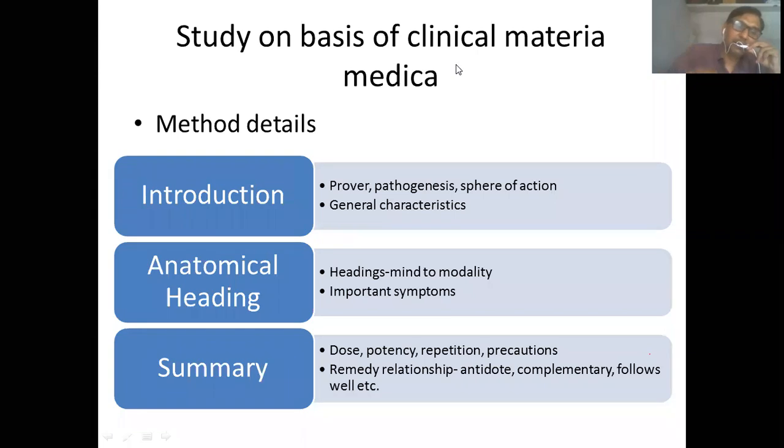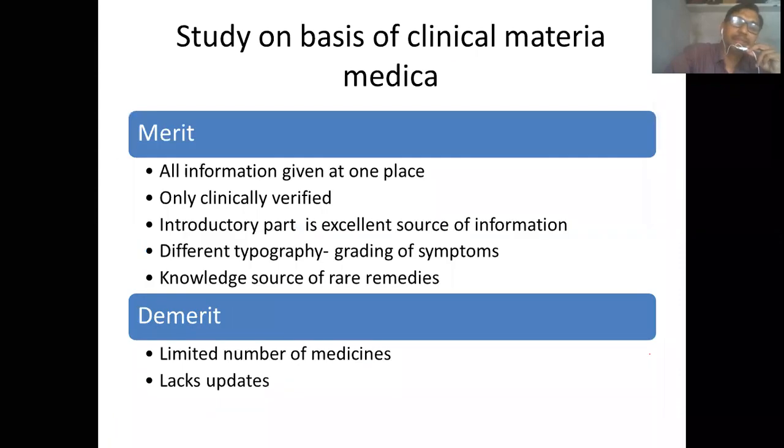But remember how the materia medica is described in this type of study: first introduction, then anatomical heading, and then summary. Then what are the examples of this type of clinical materia medica, and the merits and demerits. So first is the merit. All the practical information is given in one place.